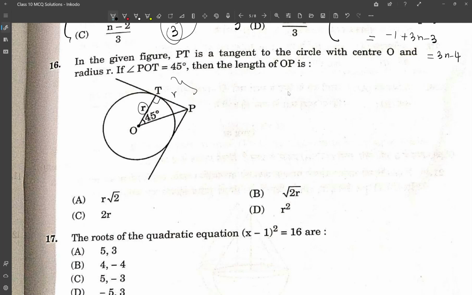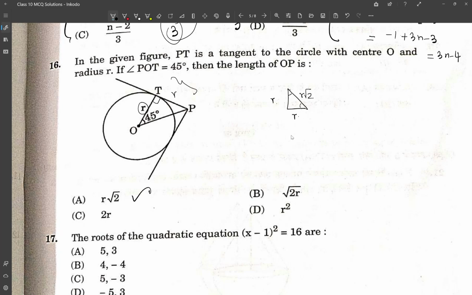So OP is equal to R root 2. That's it. Because when you have a broken square, if this is side A, this is side A, this should be side A root 2. So this is R here, this is R here, R root 2. So option A is the correct answer. If two angles are 45 and 45, it resembles a half broken square, right? The diagonal of a square is A root 2. I'm using that concept here.